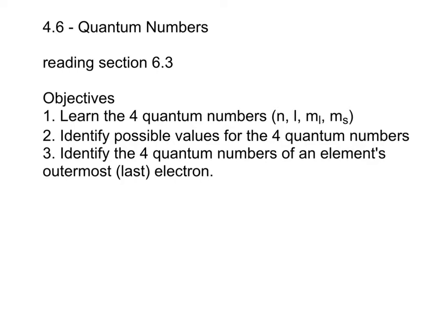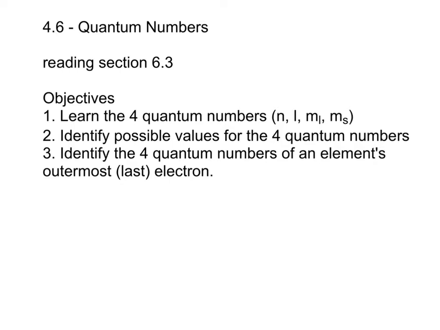So we're going to take a look at the rules for determining quantum numbers, and you're going to hopefully see that the periodic table's layout has a lot to do with quantum numbers, and so once you understand that, it makes picking out the quantum numbers much simpler. So this would definitely go with chapter reading section 6.3, and I would highly recommend you read that as well.